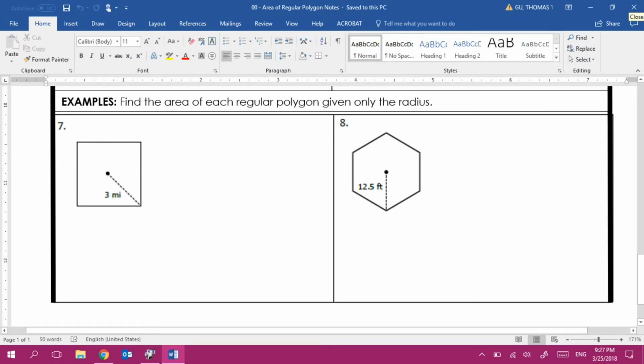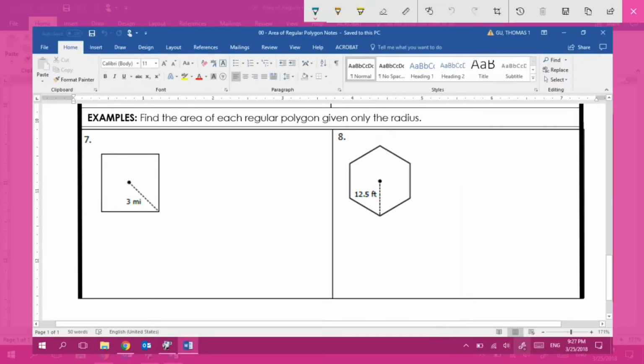Find the area of each regular polygon given only the radius. Whoa, that's weird. This time we're going to have to find the apothem and the side length. So this is a square, obviously. If you found the side, you'd be able to find the whole area. But I'm going to show you using the apothem and the perimeter. So let's take a look.